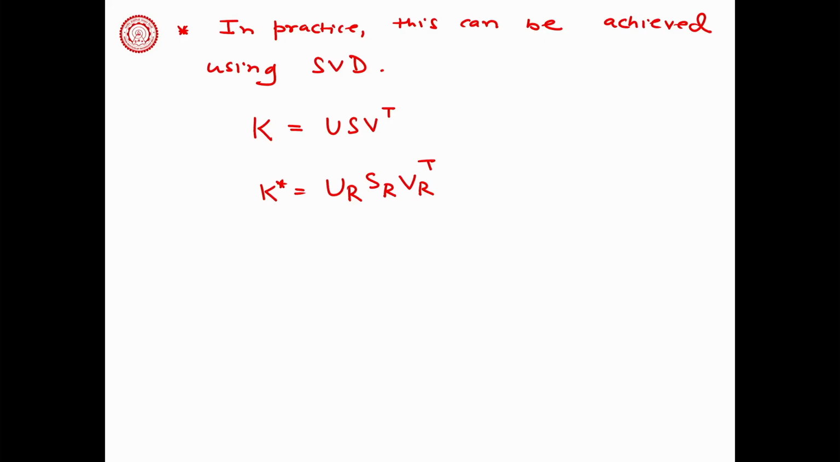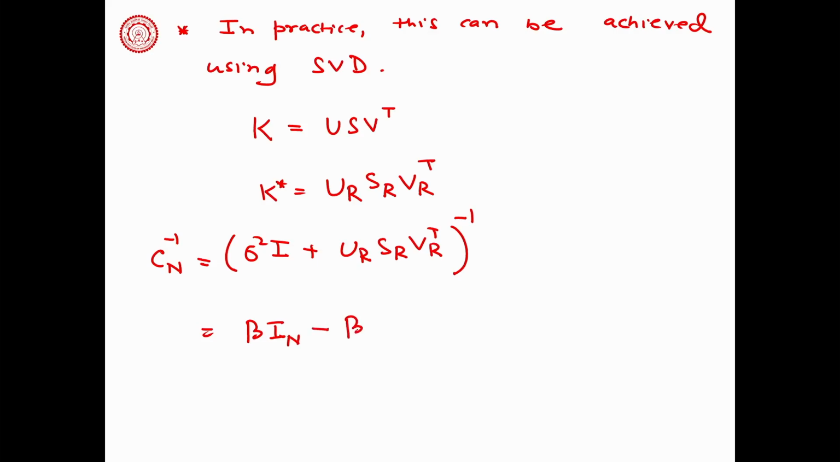Once you get it, after this what will you do? You will calculate your Cn, which is equal to sigma square I plus UR SR VR transpose, and if I have to do an inverse, from here you will get sigma square I inverse, which is beta I minus beta square, then you will get U is UR, and then inside SR inverse plus VR transpose beta UR inverse VR transpose. Something like this you will get.